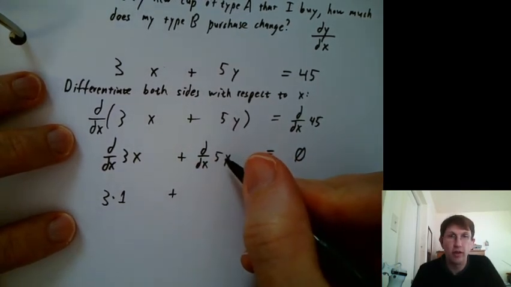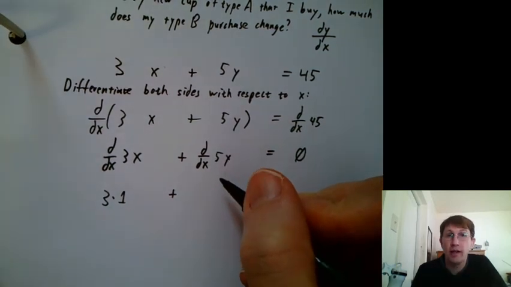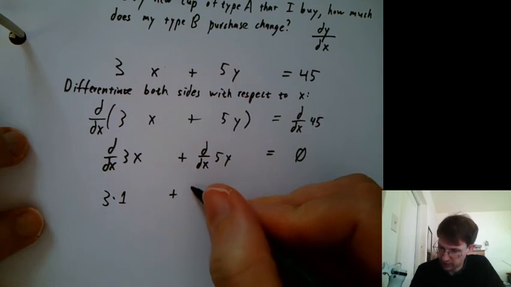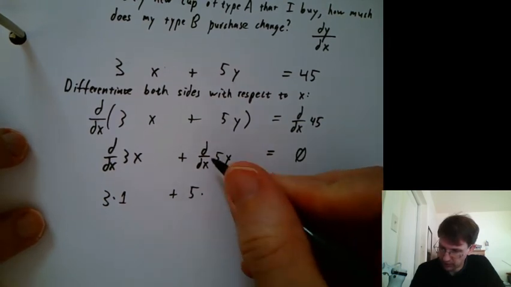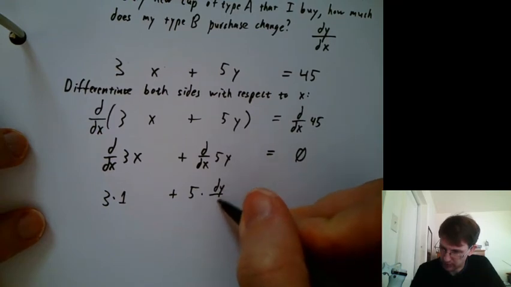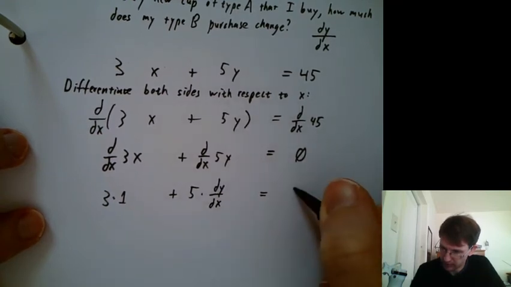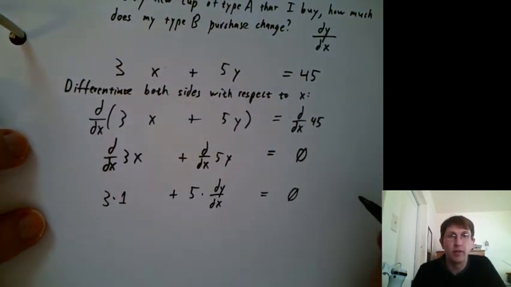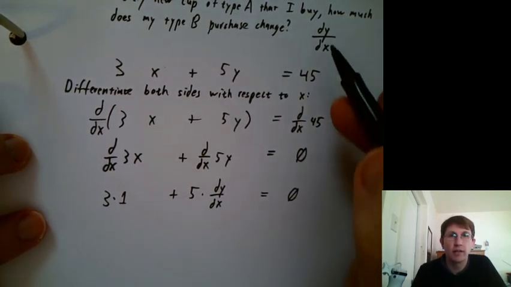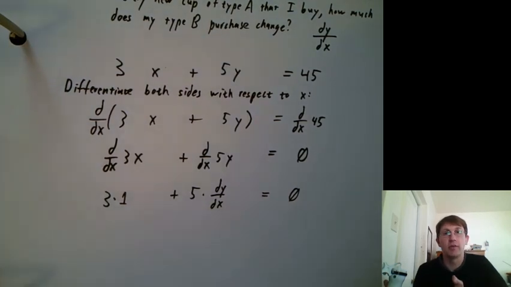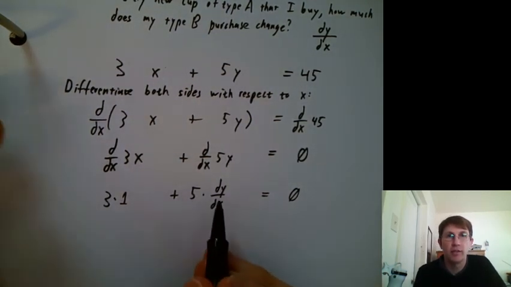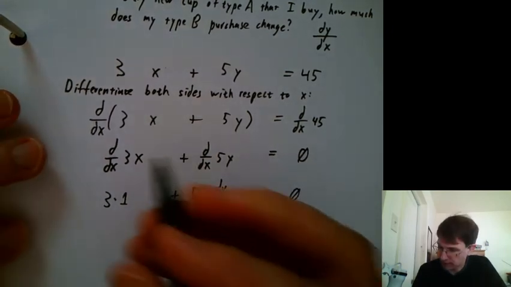What's the derivative of 5y with respect to x rather than with respect to y? You're still going to have a 5, but then you're going to have a d dx of y, or you could say dy over dx. And that's still going to be 0. Well, look at that. We wanted to know what is dy over dx, and now we have a formula that involves dy over dx. It's like magic. So now just use basic algebra to solve for dy over dx.